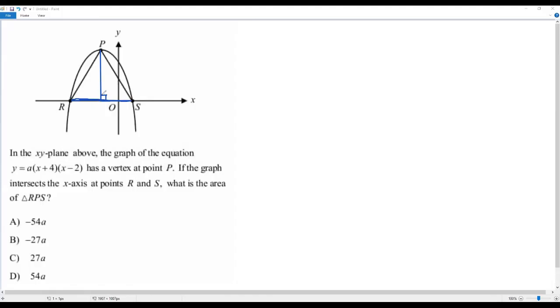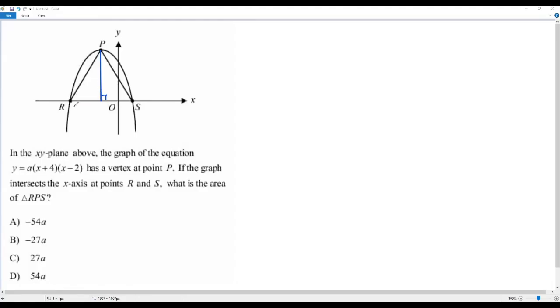Now to get the area of this triangle RPS, we have to use the formula base times height divided by 2. Here the base is given by the length of the line segment RS. The height is given by this vertical line segment. So now to get the area, I need the length of the line segment RS and the length of the vertical line segment I have drawn.